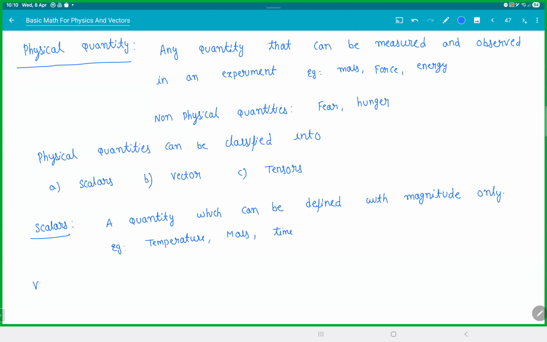Then we have vectors. So what are vectors? Vectors are the quantities which have magnitude, direction, and obey vector laws of addition.